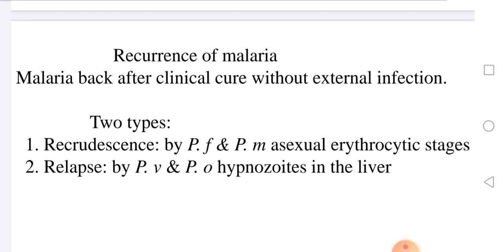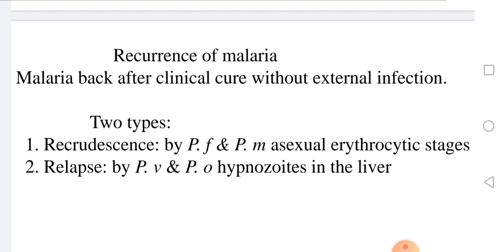Recurrence of malaria. That is to say, malaria is back after clinical cure without external infection. Malaria will come without infection from outside. There are two types. One, recrudescence. And this is caused by Plasmodium falciparum and Plasmodium malariae asexual erythrocytic stages.